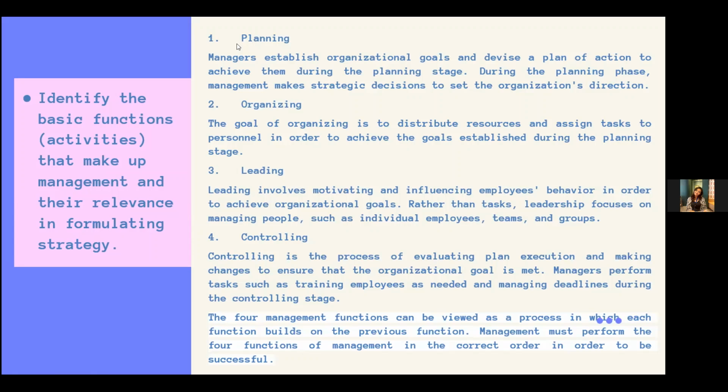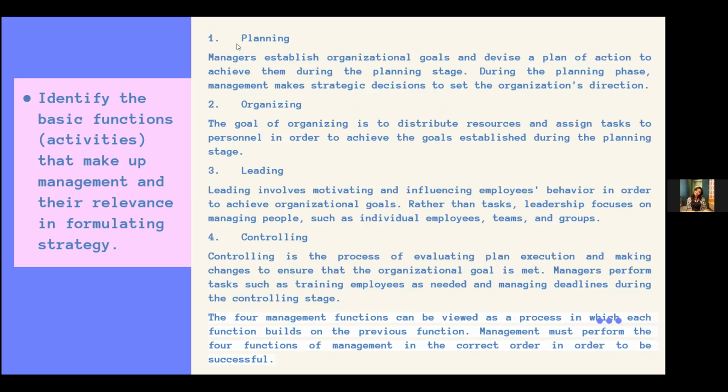So the goal of organizing is to distribute resources and assign tasks to personnel in order to achieve the goals established during the planning stage. And the third one is leading. So leading involves motivating and influencing employees' behavior in order to achieve organizational goals.